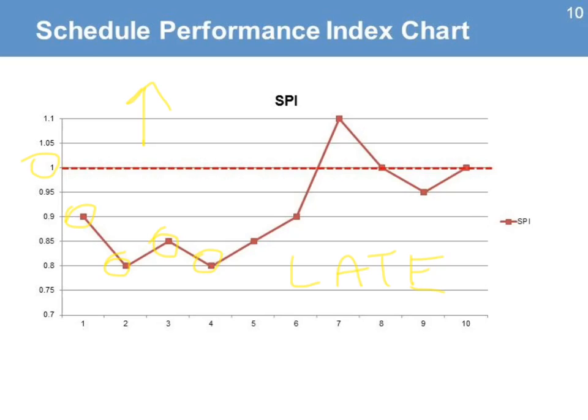In this example, we can see how the SPI values have changed over the life of the project. This is a chart the project manager can use to track progress of the schedule performance over time, especially to track the results of any changes or modifications to help the project recover any lost time.